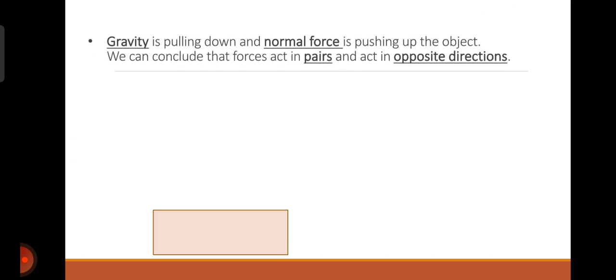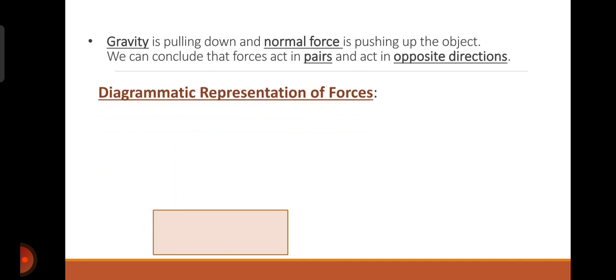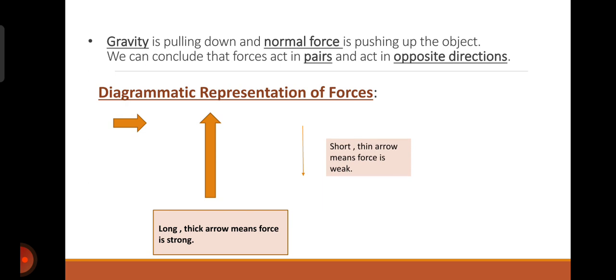So from this example, we can say that gravity is pulling down the object, whereas normal force is pushing up the object. So we can conclude that forces act in pairs and they act in opposite directions. Now we will study the diagrammatic representation of forces. It is represented by an arrow. The longer and thicker the arrow, the stronger the force. A thin and short arrow represents a weak force.